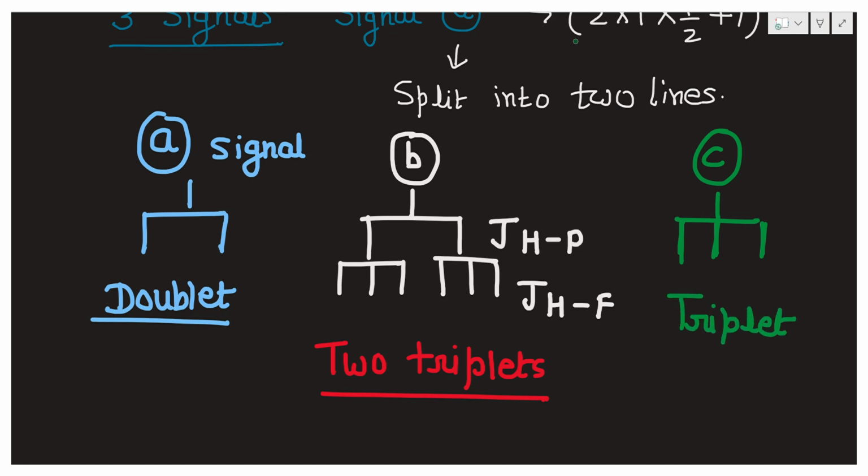Means to say, in 1H NMR, you are getting 3 signals. One will be a doublet, another will be 2 triplets, and the third one will be 1 triplet. In this way, you are getting 3 signals. Now let's take a look at the 19F NMR spectra.